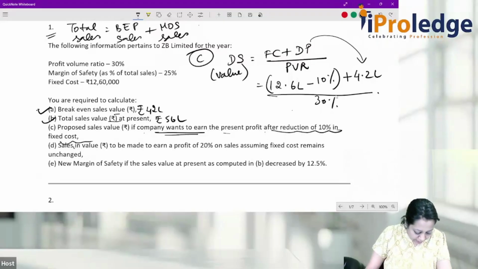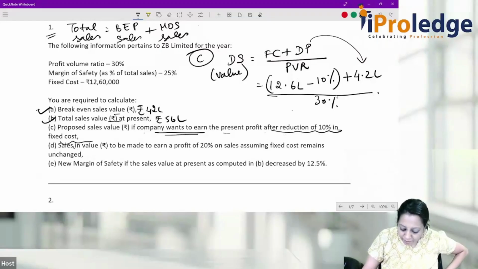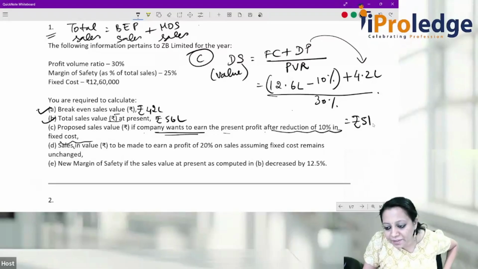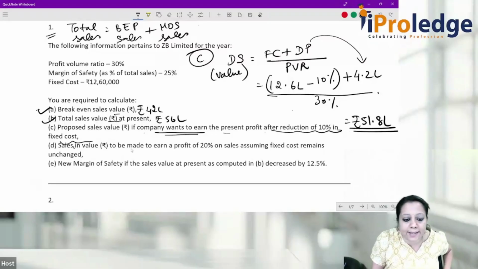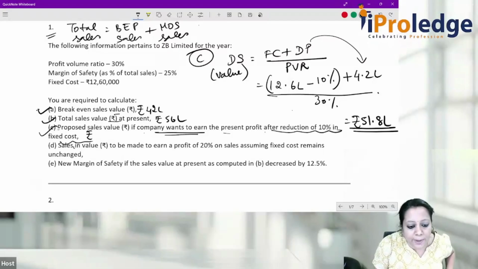So all of you please do. 12 lakh 60,000 into 90 percentage plus 4 lakh 20,000 divided by 30 percentage. 51 lakh 80,000, right? So it is going to be rupees 51.8 lakhs is the desired sales. That is the answer for point C.